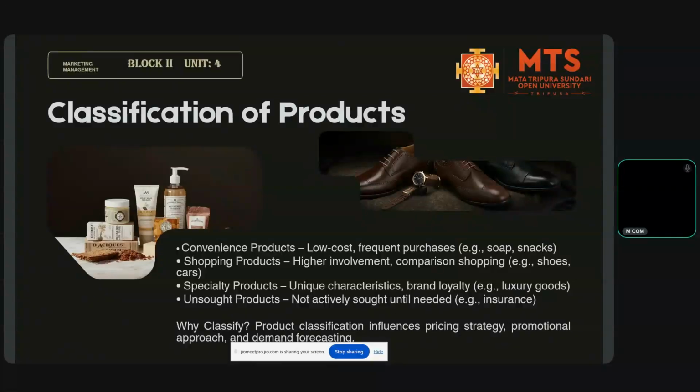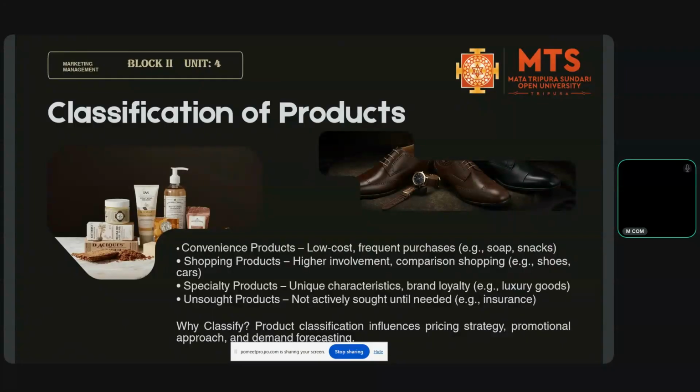Now, in unit 4, we will find that when you are marketing your product, there are different classifications of product, and the strategy of marketing should be different. If I'm talking about electronic items, then the classification should be different. And if I am talking about necessity items, the classification and the strategies will be different. So we have to know what the classifications of product are. Convenient products.